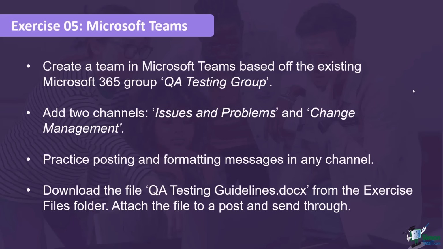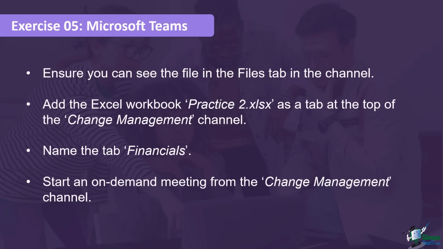Next, I'd like you to download the file QA testing guidelines.docx from the exercise files folder. And I'd like you to practice attaching it to a post and sending it through to the team. Once you've done that, I want you to ensure that you can see the file in the Files tab in the channel. What I'd then like you to do is add the Excel workbook practice2.xlsx, and you should have this downloaded from a previous exercise. I'd like you to add this as a tab at the top of the change management channel so everybody can see that file. And I'd like you to name the tab Financials.